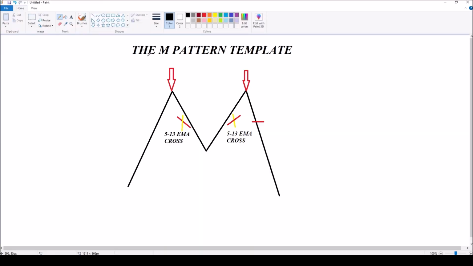So in this video, we're going to give out the M template, or the only M pattern that you should be looking for on the charts. Of course, they are thrown everywhere by the market makers, but not all of them are actually suitable for us to trade. So this template will help you to filter out the bad M patterns that may be thrown in front of you. So how do we filter out these M patterns?